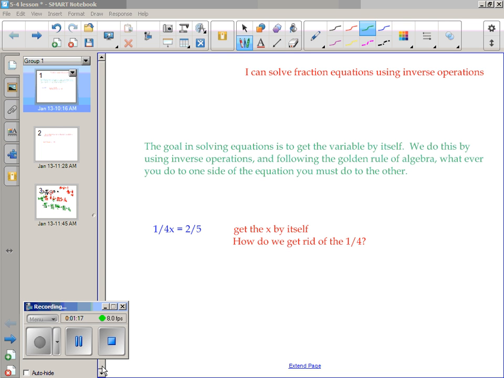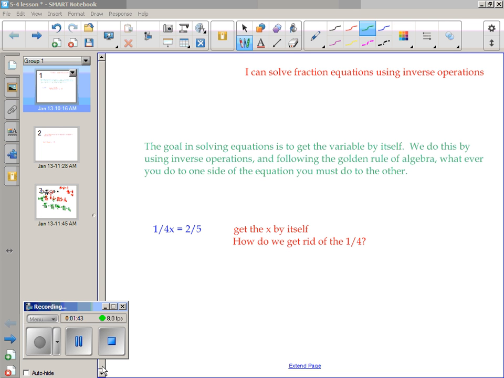So, our goal for 1/4 of x is equal to 2/5 is to get the x all by itself. What does 1/4 x mean? 1/4 times x. So 1/4 times an unknown number is going to equal 2/5.